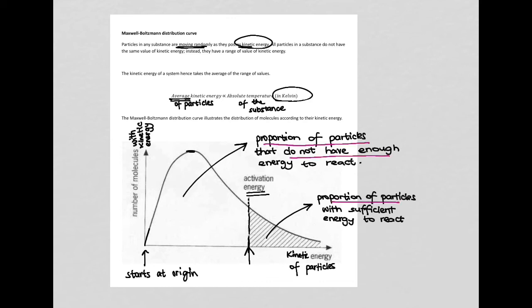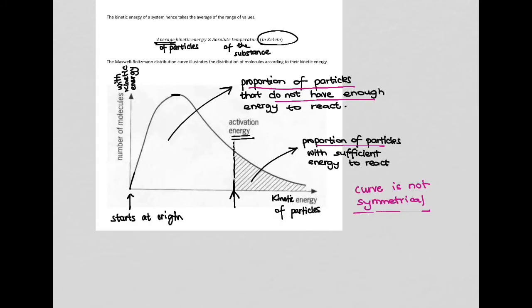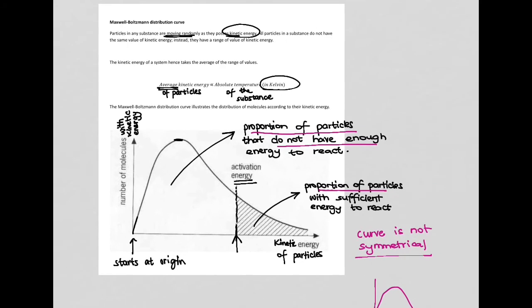Be careful, the curve that you're drawing is not symmetrical. If ever you draw a curve that looks like this, you are going to be marked down. It is very important to maintain the shape of the curve in a Maxwell-Boltzmann distribution curve.